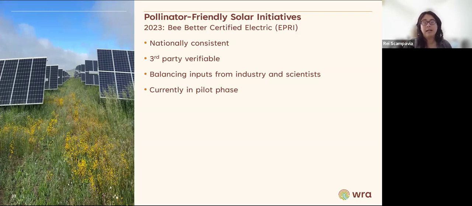And the guidelines are trying to balance inputs from both industry and scientists. So right now, there's only a draft version of this Be Better certified electric program, and it's in the pilot phase, but this may be a more standardized way to look at pollinator habitat on solar farms nationwide.